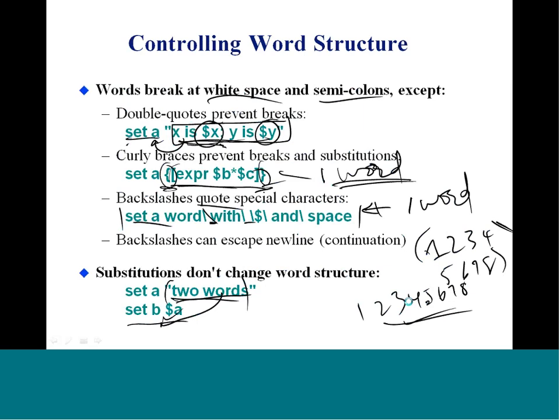And then one other key thing that we saw was how Tickle recognizes the words. We know that words are distinguished by where they break, so they break with white spaces or semicolons. But there are some exceptions to the rule. One is that double quotes prevent breaks, curly braces prevent breaks and substitutions, and backslashes can quote the special character and thus eliminate the word separation.